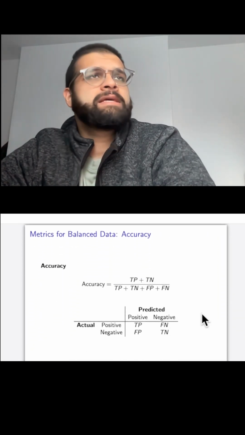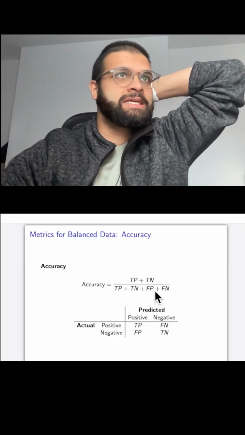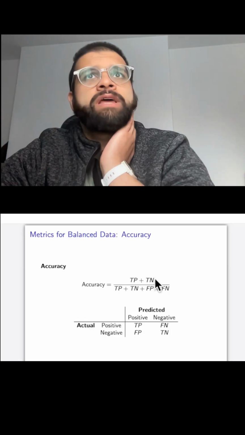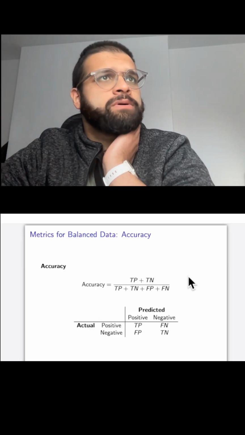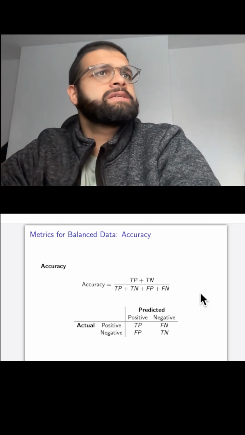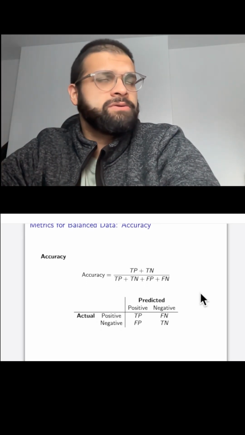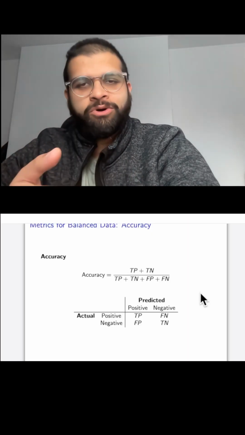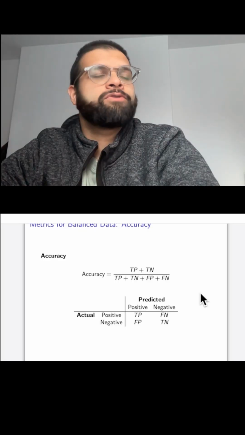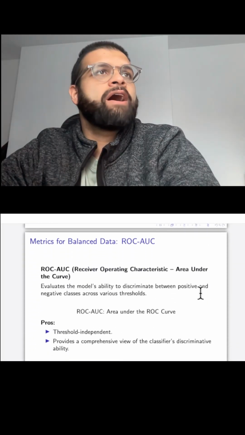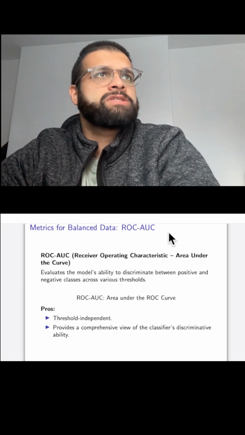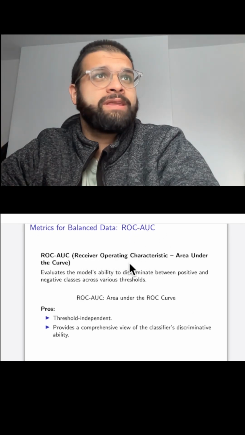Now, with balanced data, you can have different metrics such as the accuracy metric, which looks at your true positives and true negatives and gives you a proportion, a percentage value of that. So the higher the value is, the more accurate your model is, if it's balanced data, of course.